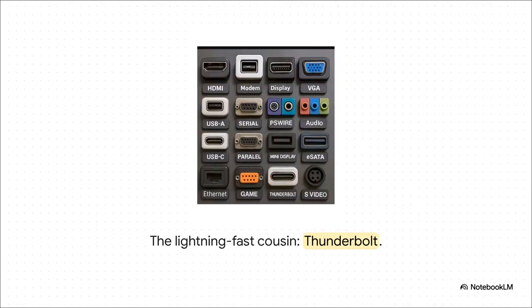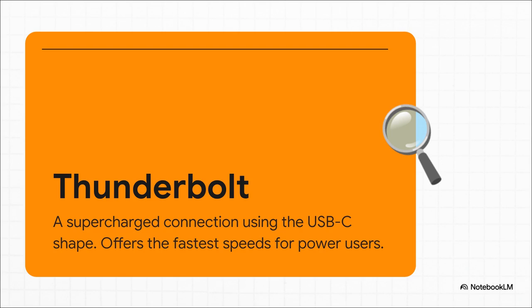But wait a second. That looks identical to USB-C, right? Well, it is. But see that little lightning bolt symbol next to it? That's there for a very good reason. This is Thunderbolt, and it is the supercar version. Just think of it as USB-C on steroids. It uses that same super convenient reversible connector, but it packs way more performance. Everything USB-C does, Thunderbolt just does it faster. So if you're a creative professional moving massive files like 4K video, this is the port you've been dreaming of.